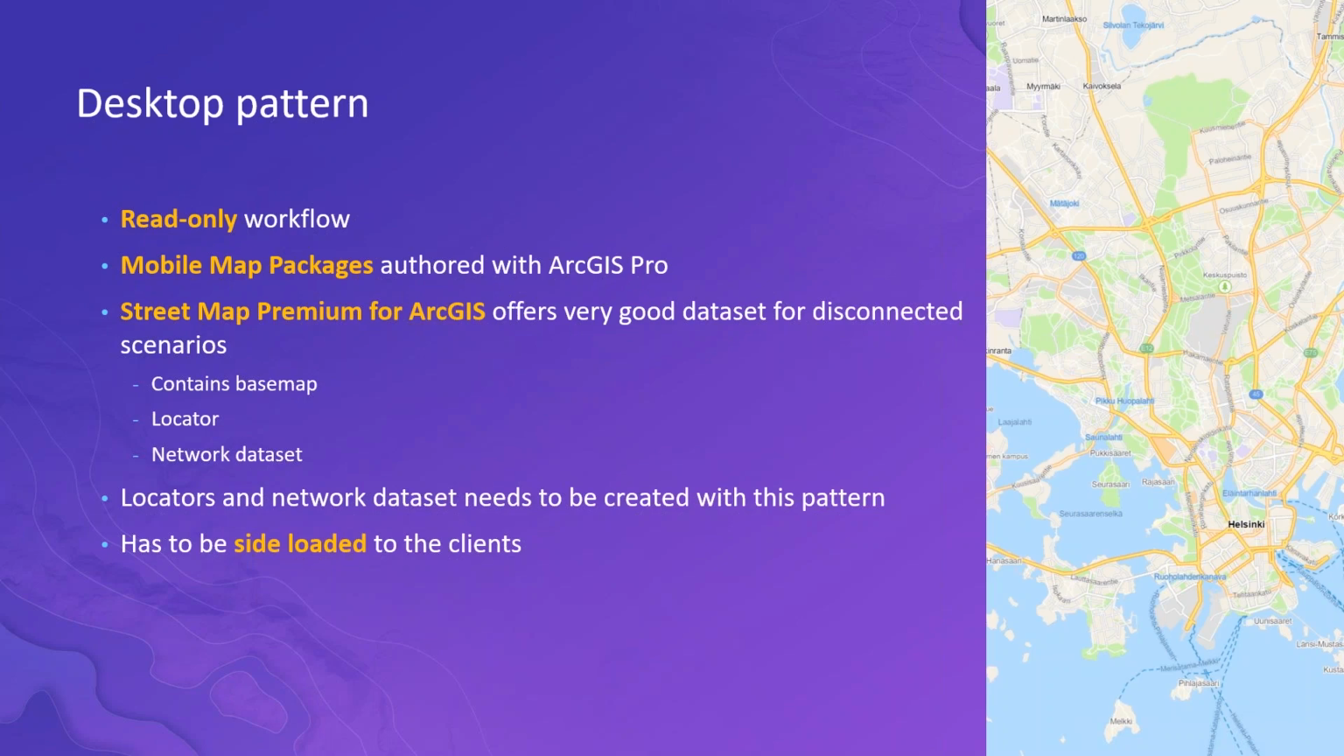If you need a data set to provide context for your own data, Esri offers StreetMap Premium for ArcGIS, which provides a high-quality base map as well as locators for searching addresses and places, and a network data set to allow for routing in the application. If you want to deploy your own locators and network data sets to your applications, you will need to use this desktop pattern to do so. Let's take a look at this pattern with Parker.